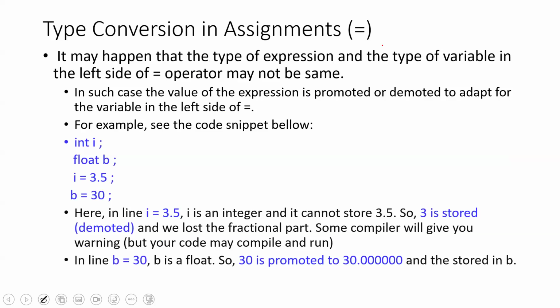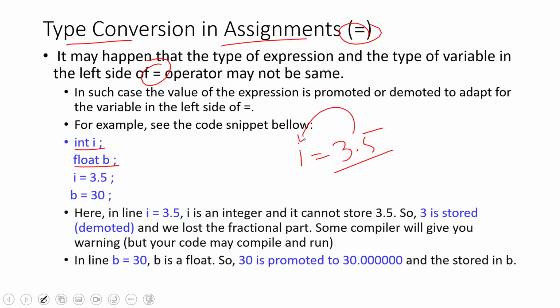So let's see here. Type conversion during assignment. When you do the assignment operation, type conversion can happen. For example, we have integer i, float b. If I write i equals 3.5, can I store 3.5? No. What type of data is 3.5? We call it double. Remember, by default this is double. So 3.5 will be demoted to integer. So the value of i will be what? 3. So 3.5 will be demoted to integer. See, it is doing automatic conversion, right?